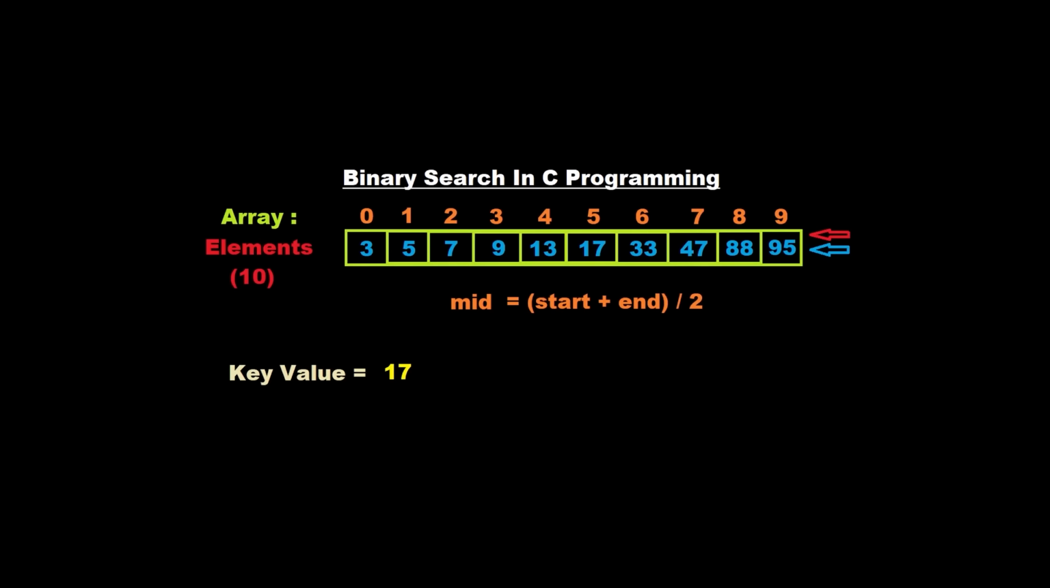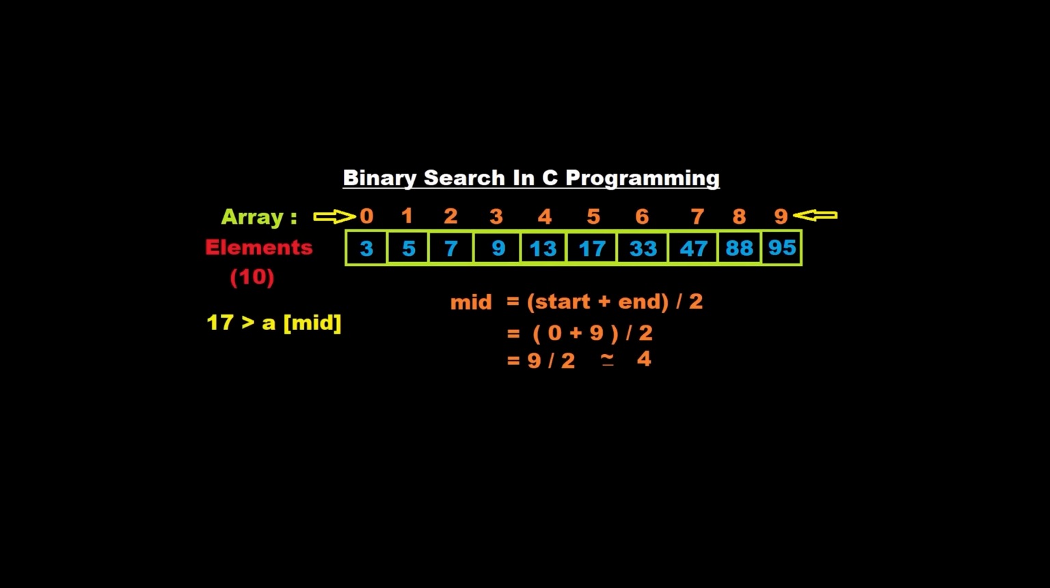So as you can see in the diagram, the start value is 0 and the end value is 9. So the mid value formula will be 0 plus 9 divided by 2, and it will be 9 by 2, which can be approximately termed as 4. So now we can say that 17 or the key value is greater than A of mid. That means 17 is greater than A of 4. And in the array we can see that 17 is greater than the A of 4 element, which is 13.